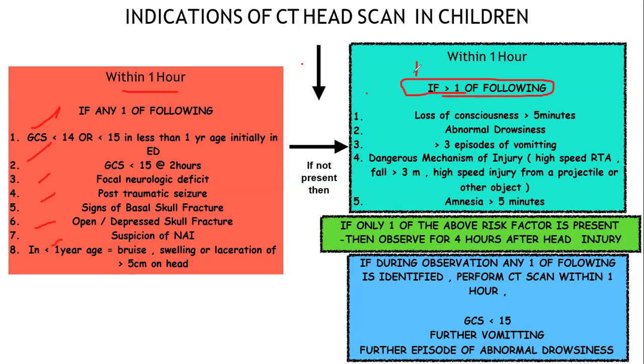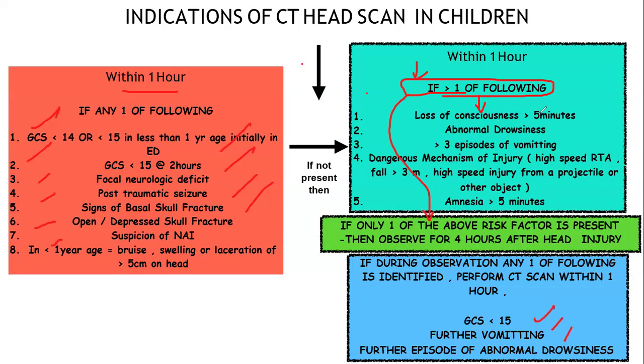Okay. This table tells us that you will straight away go for CT within 1 hour if one indicator is present. If one indicator is present, you will look for another indicator. If you have more than one indicator, like 2, 3, 4, then you will advise CT within 1 hour. If not, and only one indicator is present, then you will wait for 4 hours. And in these 4 hours, you will look for these three indicators. If you find them, then you will advise the CT.